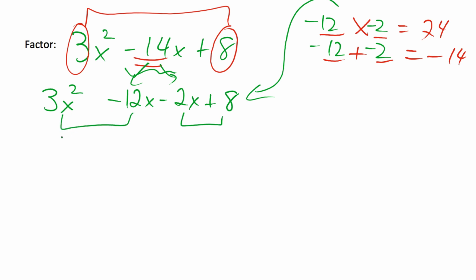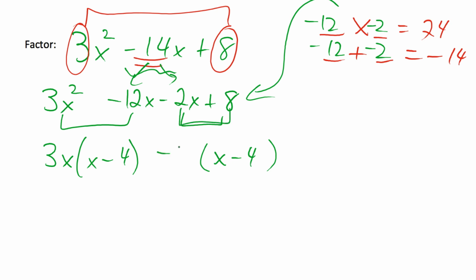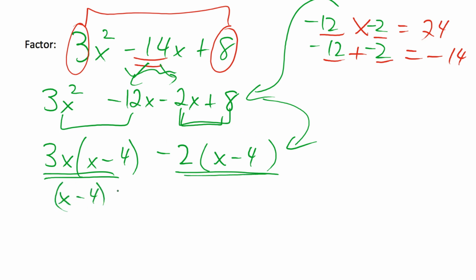And a common factor on the first 2 would be 3x, leaving us with x minus 4. And we know that we need to get an x minus 4 over here for this method to work, and that would happen if we factored out negative 2. We now have our polynomial from 4 terms down to 2 terms, and the good news is we have a common factor which we can pull out, x minus 4, leaving us with 3x minus 2.